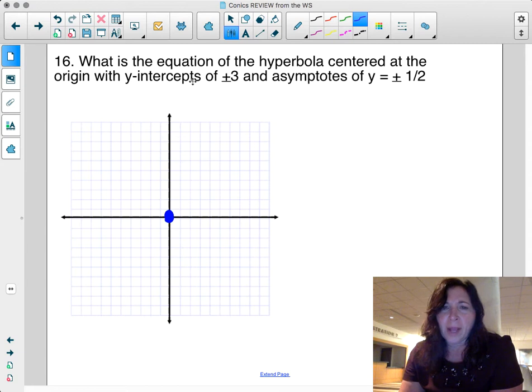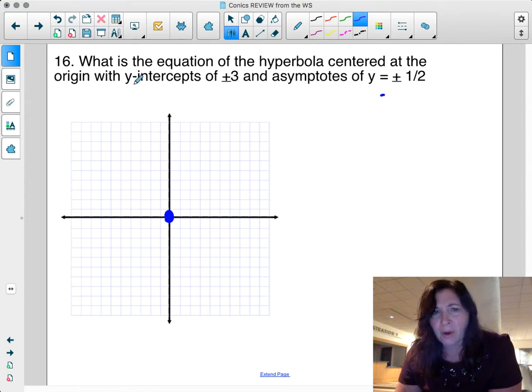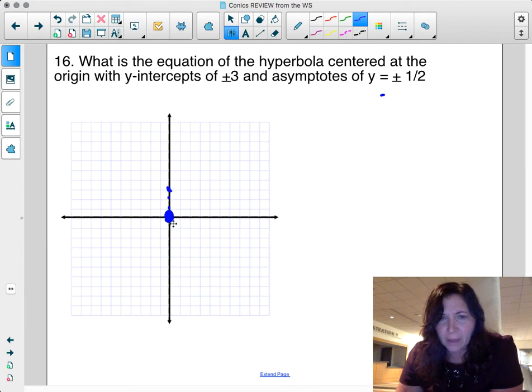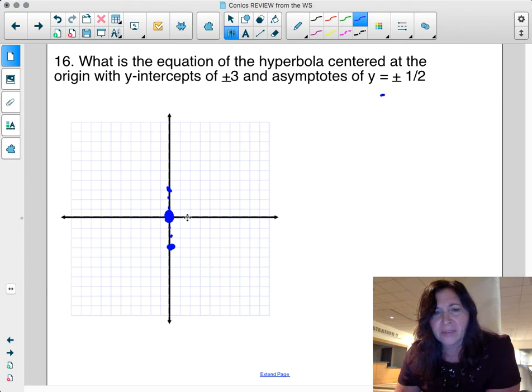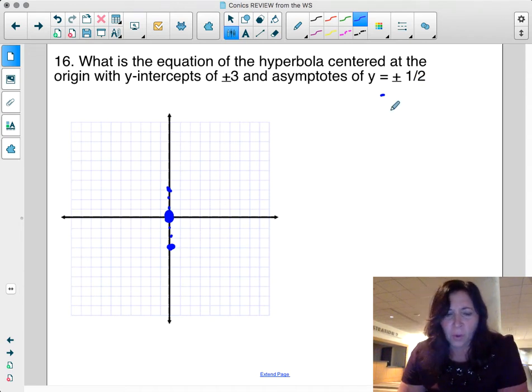And with the y-intercepts of plus or minus 3, and asymptotes at y equals plus or minus 1/2. So what I have are y-intercepts of 3, so I'm going to go up 1, 2, 3, 1, 2, 3. This tells me, because it has y-intercepts here centered at the origin, and I have asymptotes at plus or minus 1/2.